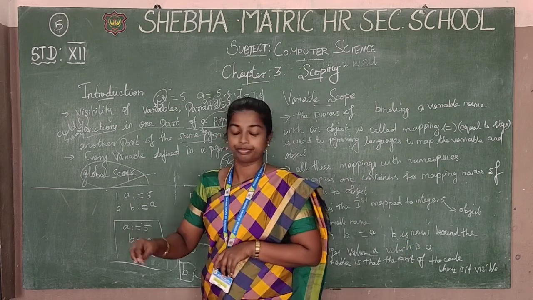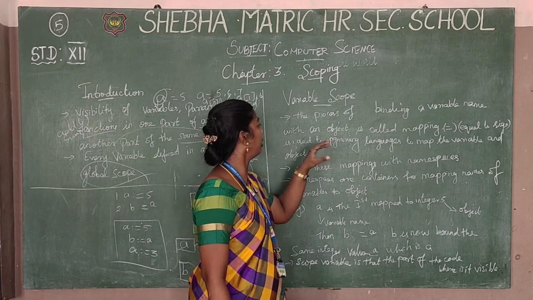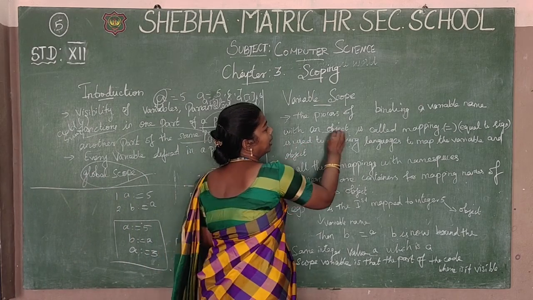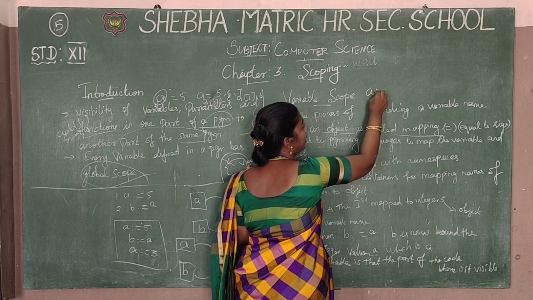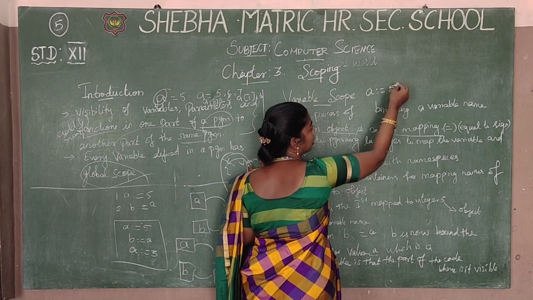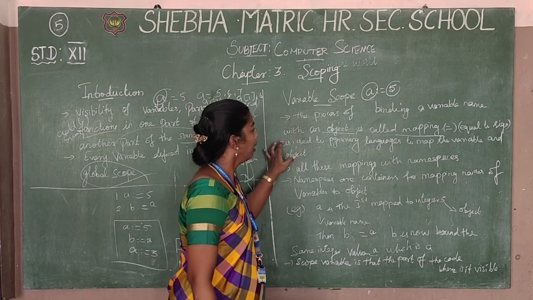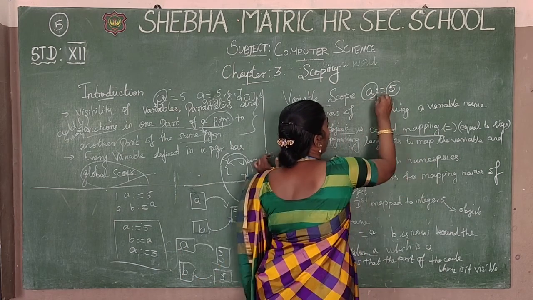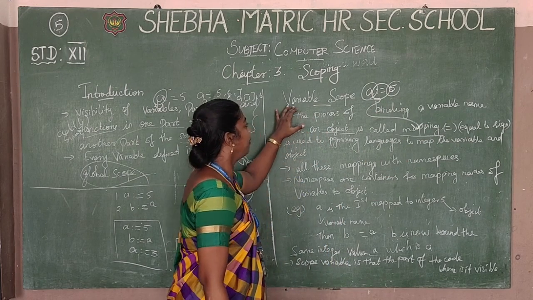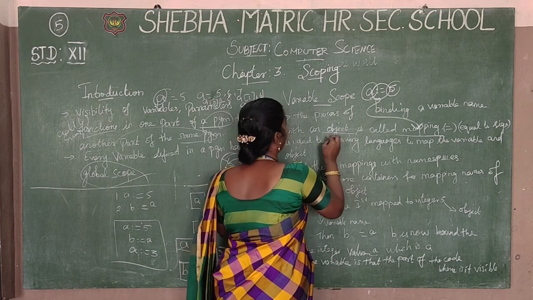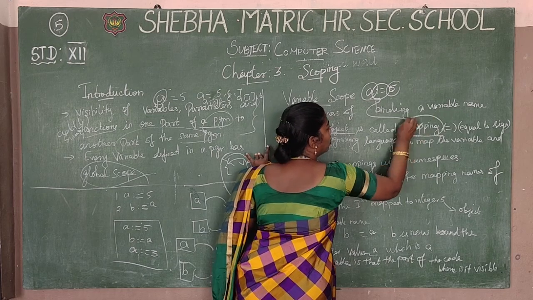Okay, then variable scope. The process of binding a variable name with an object is called mapping. The variable is a declaration. For example, a is equal to 5. A is variable, 5 is an object. Clear? Thus, it can be assigned; the is equal to symbol is mapping. So, variable scope is the defined process. The name of object is called mapping. This is a 2-mark question.